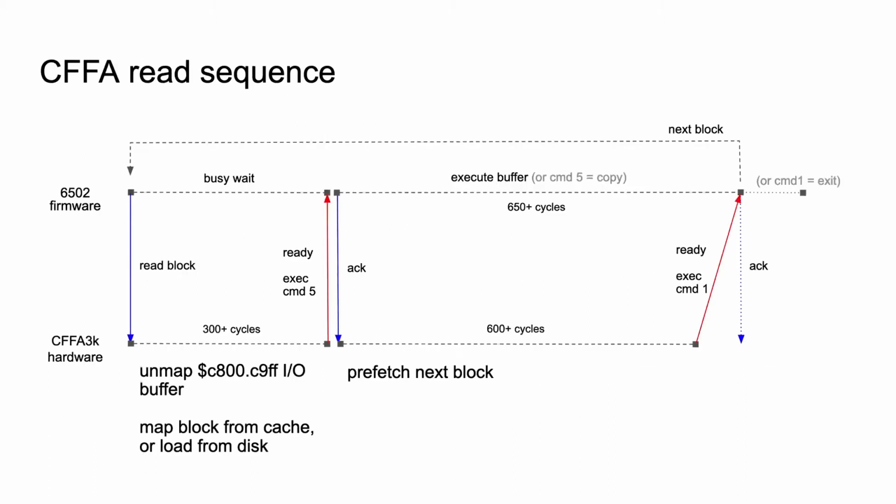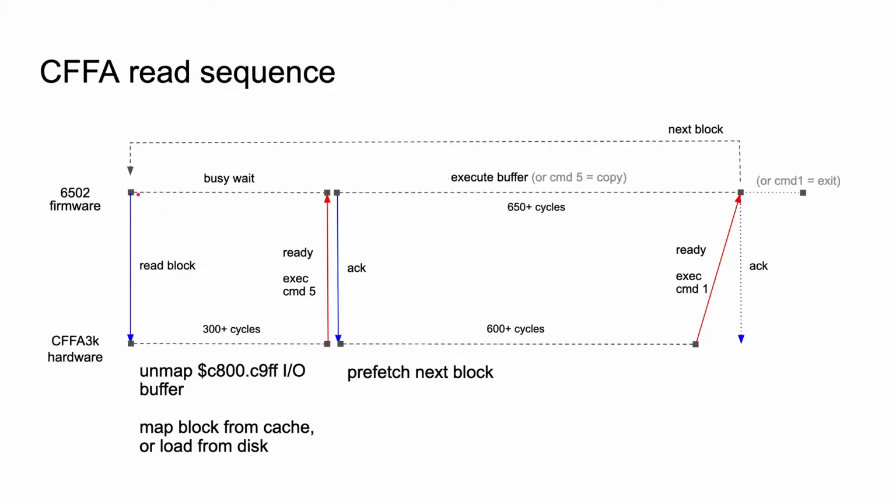In order to understand this, we need to look at the timings involved in the read sequence. At the top here, we have what the 6502 firmware is going to be doing, and down here is what the hardware is doing. So to start with, we need to issue the read block command to the CFFA. And this is going to do a few things in response to that. It turns out it will unmap the contents of the previous I/O buffer. And then it will begin trying to map in the new block from cache or loading it from disk if it's not already cached. And in the best case where this is already cached previously, it takes about 300 cycles to map.